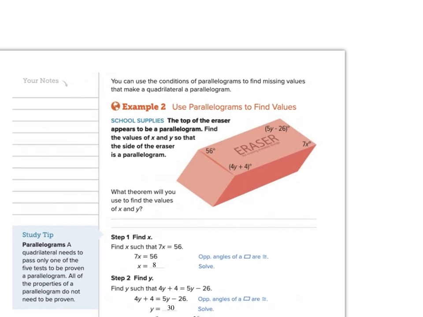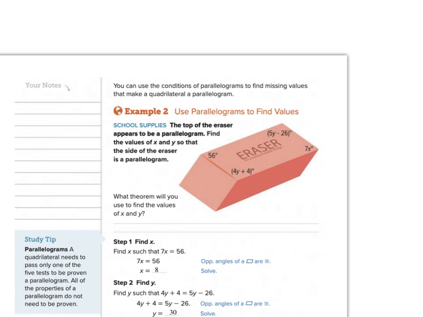And then here, in order for this to be a parallelogram, we know that the opposite angles have to be congruent. So in order for this to be a parallelogram, what does y have to equal? What does x have to equal? So let's see here. The top of the eraser appears to be a parallelogram. Find the values of x and y so that the side of the eraser is a parallelogram.